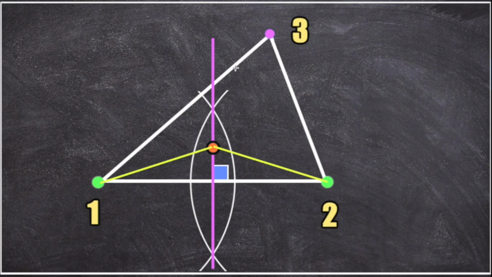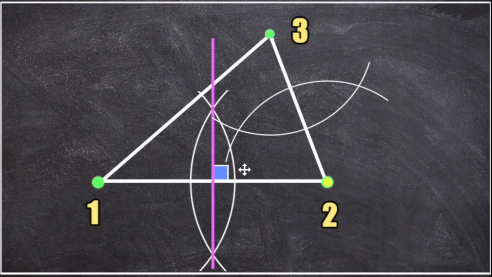So any point on the line will always be the same distance away from vertex 1 and from vertex 2. Now let's finish up by drawing a perpendicular bisector between vertex 2 and vertex 3 of the triangle. We'll draw a curve whose origin is at vertex 3, and then draw a curve of the exact same size whose origin is at vertex 2.